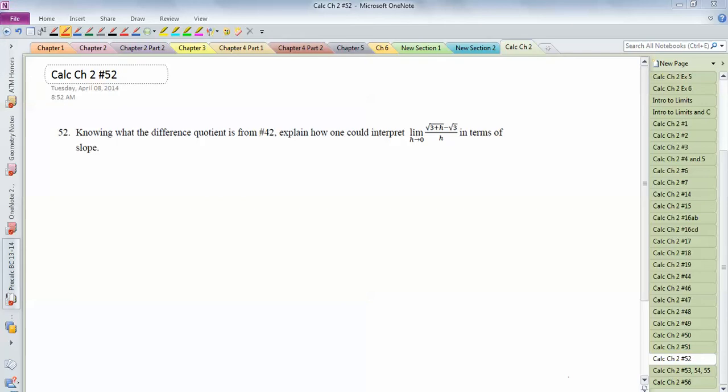Okay, so in number 52, it's referring to number 42 about the difference quotient. The difference quotient is really this thing. It's f of x plus h, or a plus h, depending on how you want to look at it, minus f of a, all over h.